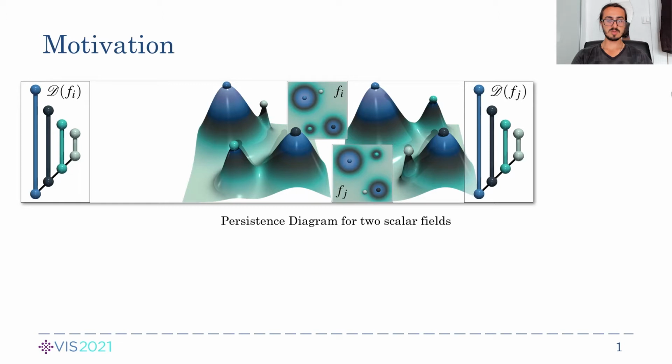Unfortunately, it can lack in discriminality. Here, the two persistence diagrams are the same, whereas the data are different. It is because it informs us about the presence of the mountains, but not how they are connected together.